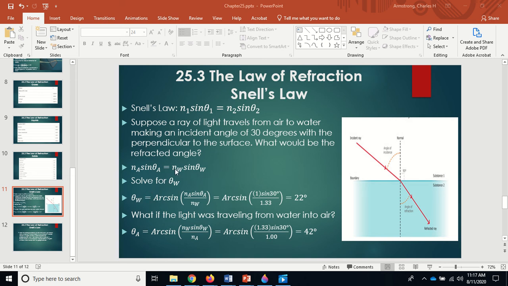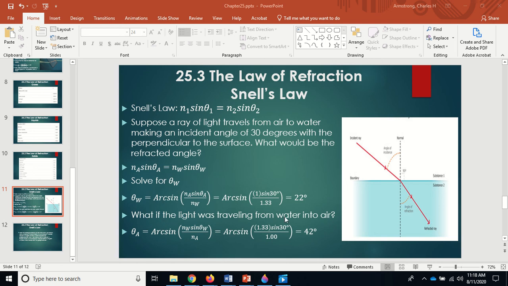So you bring this over here, so you got that on the bottom, and you take the arc sine. Okay, so then you plug in your numbers, you got your 1 for the index of refraction for air, you got your 1.33 for the index of refraction of water, you got your 30 degrees because that's this angle here, and you get 22 degrees. So this angle down here would be 22 degrees. So we're bent towards the perpendicular. This was 30 degrees coming in, but now we go out at 22 degrees to the perpendicular. So we got bent towards the perpendicular.